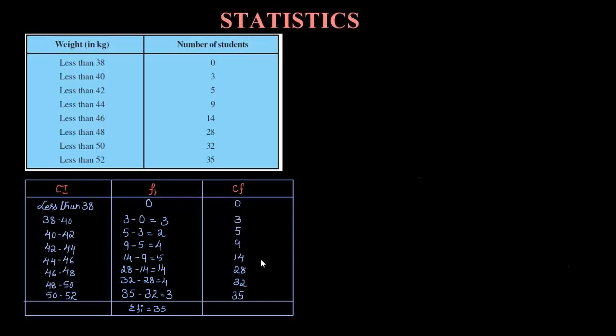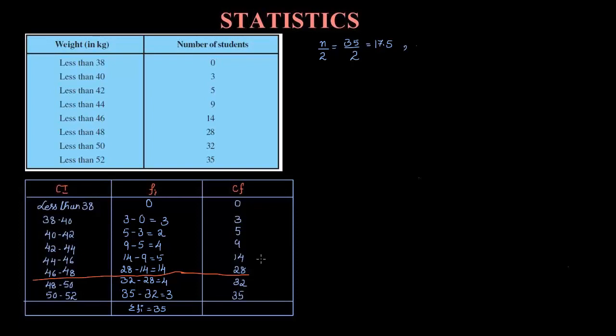So now let us just find the median class. How do we find? We will find first n by 2. What is n? 35. So 35 by 2, which is equals to 17.5. So we need to search this in the cumulative frequency column, the number which is just above 17.5. So where is that number? You can observe it is 28. So let us now mark the median class. Okay, so this is our median class for this particular question.